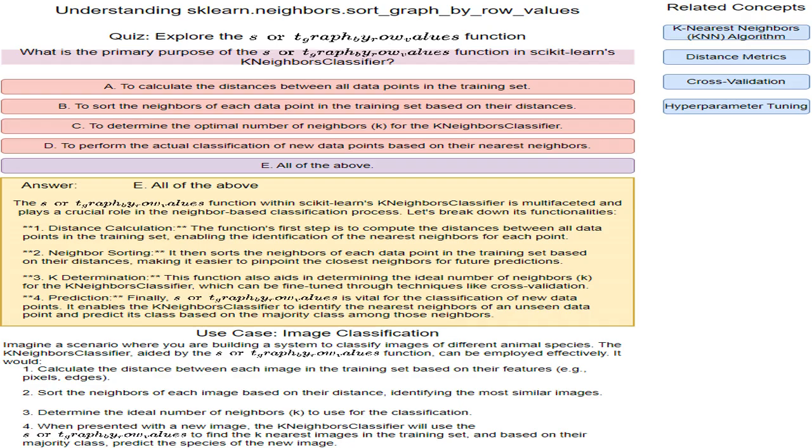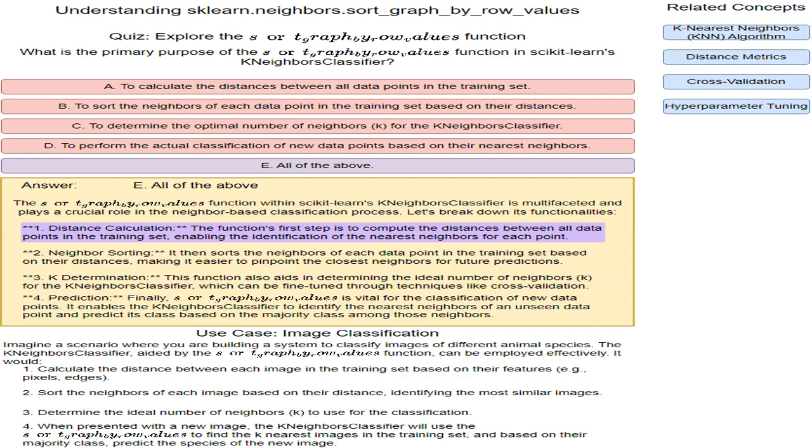What is the primary purpose of the sort graph by row values function in scikit-learn's k-neighbors classifier? A. To calculate the distances between all data points in the training set. B. To sort the neighbors of each data point in the training set based on their distances. C. To determine the optimal number of neighbors k for the k-neighbors classifier. D. To perform the actual classification of new data points based on their nearest neighbors. E. All of the above.